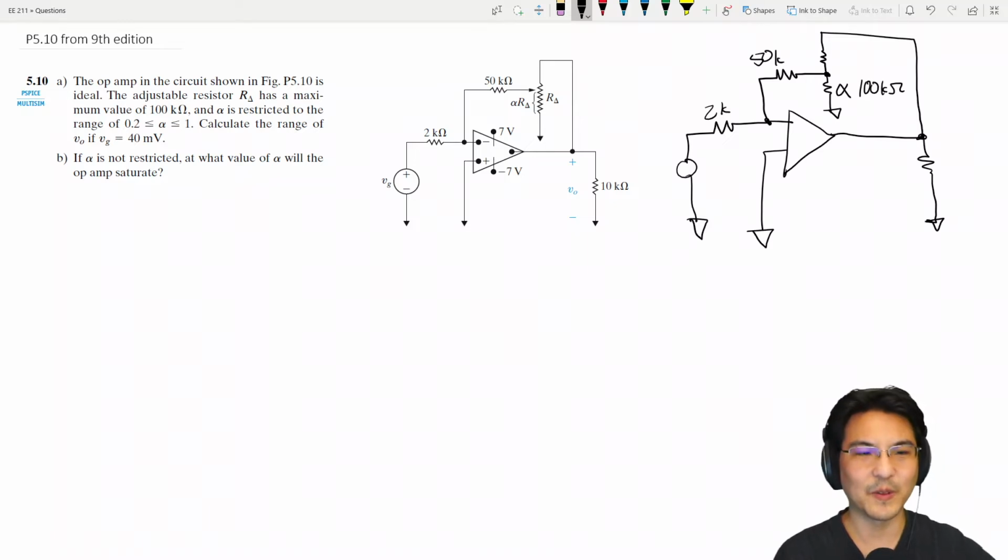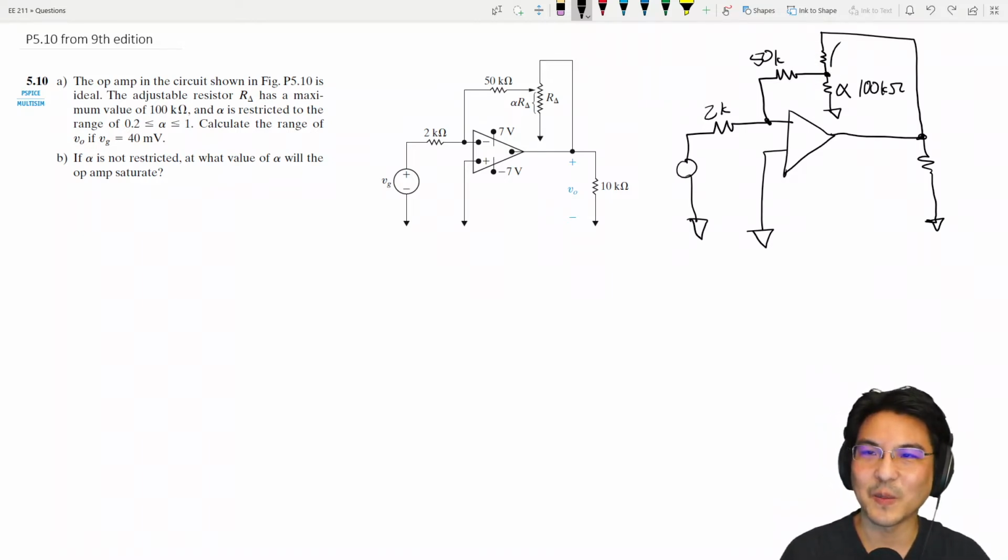So for example, if you turn the knob where alpha is 0, then this is 0 and this is 100K. Or if you turn the knob the other way, then this side is 100K and this side is 0. Or if alpha is halfway in between, this is 50K, this is 50K. Okay, so that means up here is actually the leftovers, 1 minus alpha times 100K.